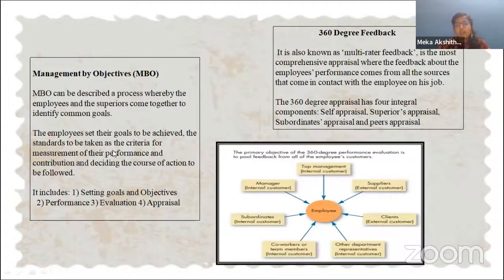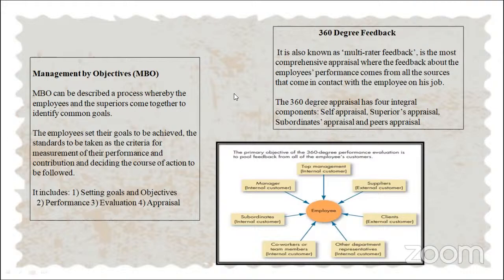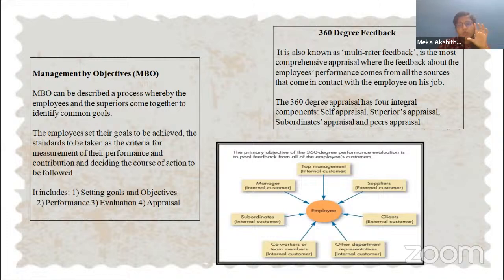Then these are modern methods. So shall we continue or shall we stop? We'll continue. Okay, so these are the modern methods wherein modern organizations would be using all these methods.